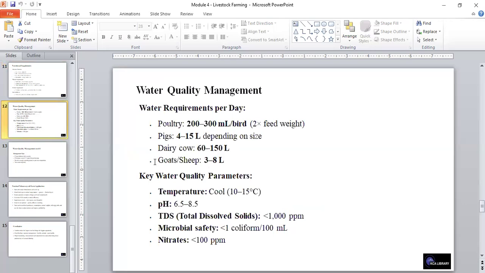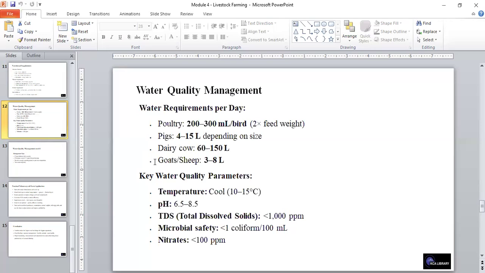Water quality management. Water requirements per day: for poultry, we have 200 to 300 mils per bird. Then pigs, 4 to 15 liters, depending on the size. For dairy cow, 60 to 150 liters. Then for goats or sheep, 3 to 8 liters.